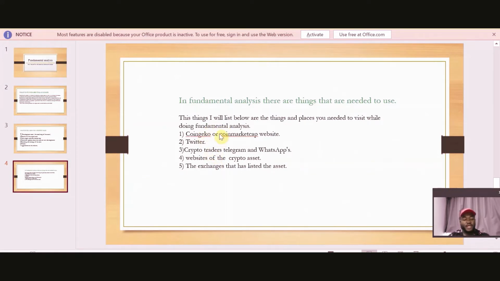You have to know any coin you are investing in. You have to know their website. You have to visit their website regularly to know what is happening in these assets, and the exchanges that have listed this asset. Okay, first, when you see a coin, you have to check how many exchanges have listed this coin.